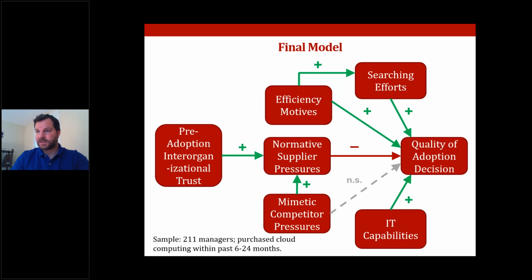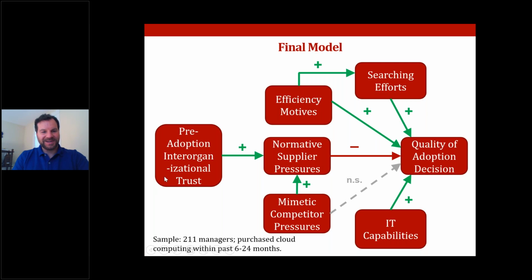The firm can end up adopting the wrong technology because they're listening to their supplier too much and they're not doing their own homework. What can cause those pressures? Two things. If a firm is trying to mimic their competitors, so mimetic competitor pressures, they're more likely to then turn to the suppliers, and that sort of leads them down this path of making the wrong decision.